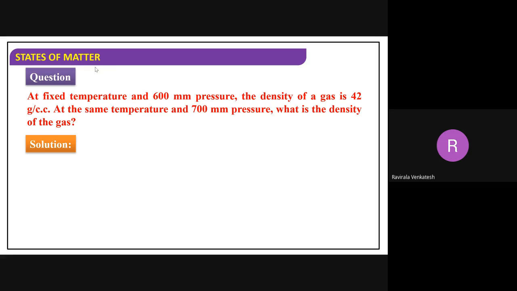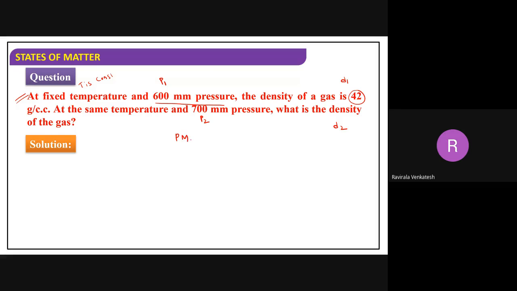How to do this problem, which formula we have to take? At fixed temperature, pressure 600, density is given 42. Temperature fixed, T is constant, beta. So P1 is given 600. Density D1 is given 42. Again, temperature is constant. P2 is given 700. And they are asking D2. What formula we have to take? P1 by D1 is equal to P2 by D2. Yes, beta, repeat that one. P1 by D1 is equal to P2 by D2.